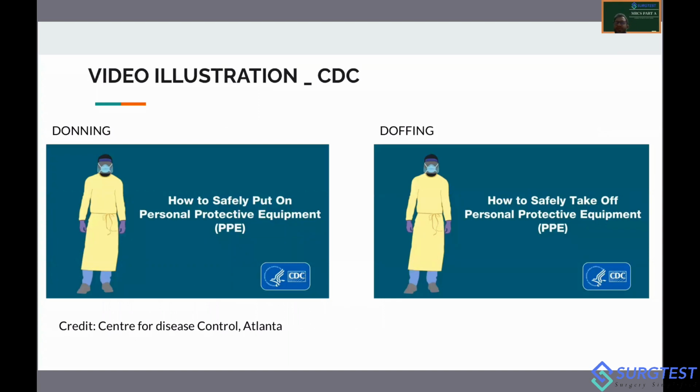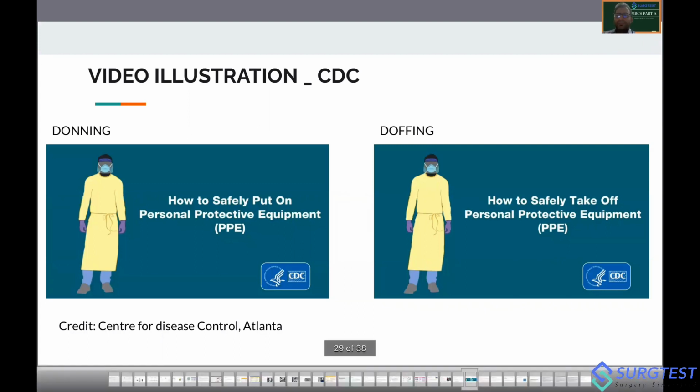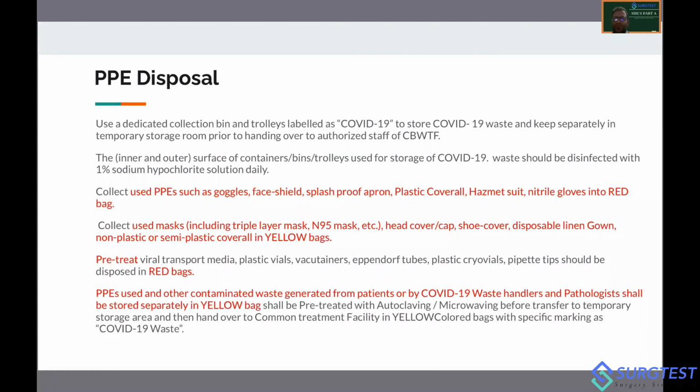So here's a video illustration of the same donning and doffing. The link will open right now. I'll make sure the links are sent personally. It's basically the same video, the same sequence of steps which I gave you. I'll send you the links on the groups. Okay, so let's go to PPE disposal.